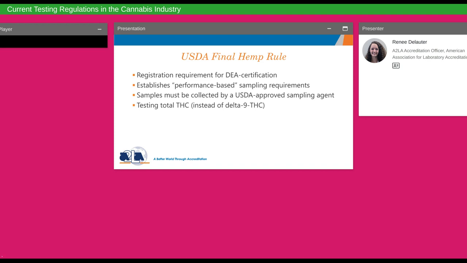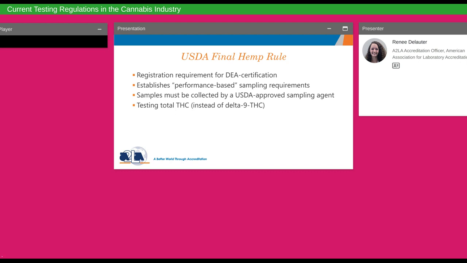The final rule establishes performance-based sampling requirements. States are given flexibility to achieve performance objectives that they desire, such as a reliability of 95%. Some states do require licensing and ISO accreditation for hemp testing and sampling. One state that does this is Colorado.